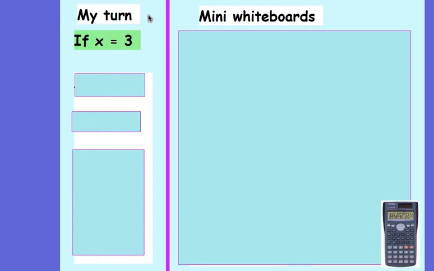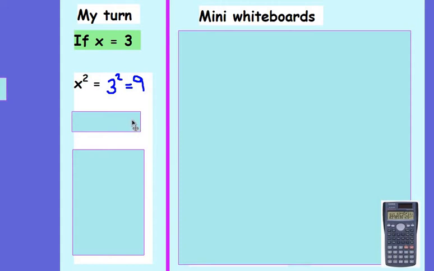So pens down, eyes on me. I'm going to go through some examples on the left hand side, and there's some for you to do on your mini whiteboards or in your light blue books afterwards. You're going to need a scientific calculator to do this. So first of all, if x is equal to 3, what is x squared? Well, we're substituting in. X squared becomes 3 squared. X squared is going to be 9.